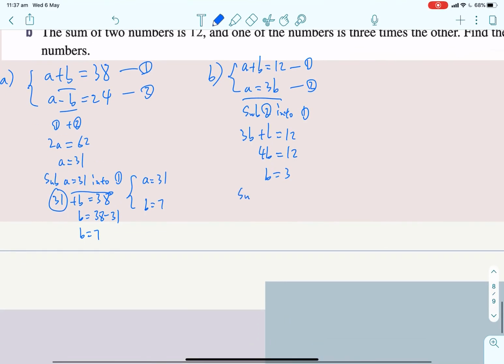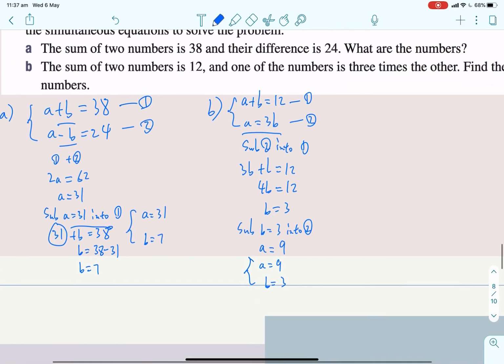And then we substitute b equals 3 into the second one, which I think is easier, into 2. So a is 3 times 3, which is 9. Easy. A is 9, b is 3. The bigger number is 9, the smaller number is 3.